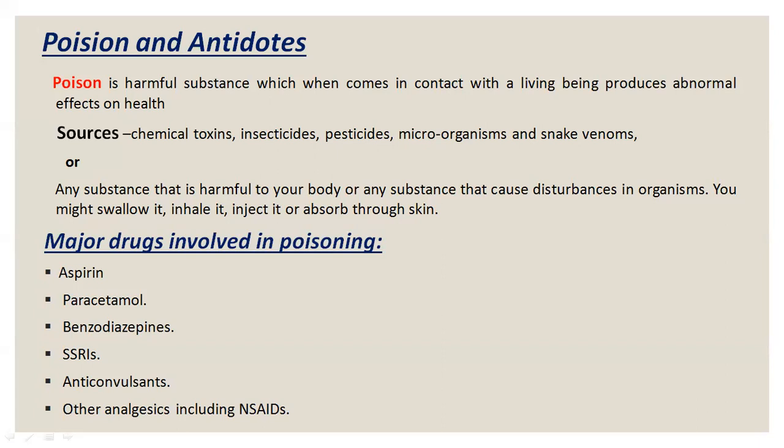So which agents are responsible for causing the poison? Nothing but some chemical toxins, then insecticides, pesticides, microorganisms, and the snake venoms. These are some agents, not everything, which are responsible for causing poisons in your body. First one is the chemical toxins, nothing but the rasainik agents. Next one is the insecticides as well as the pesticides.